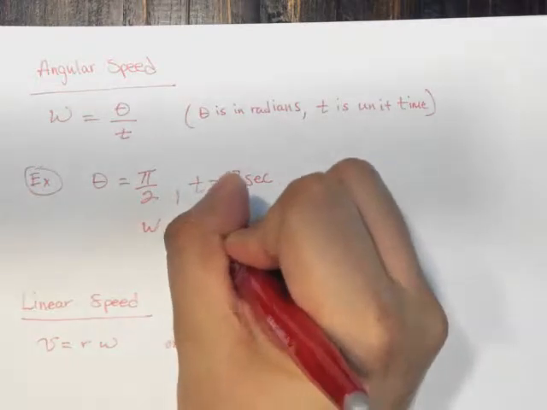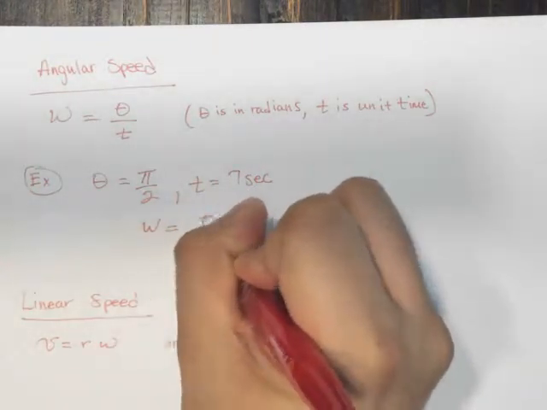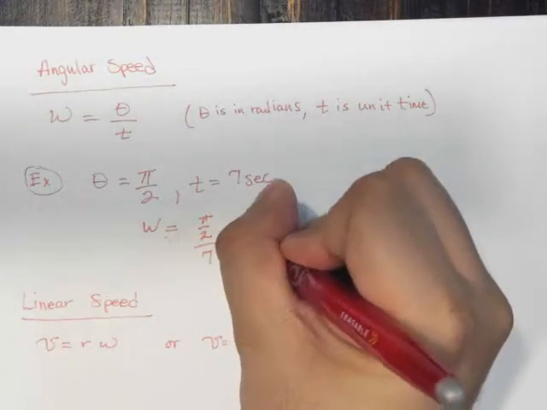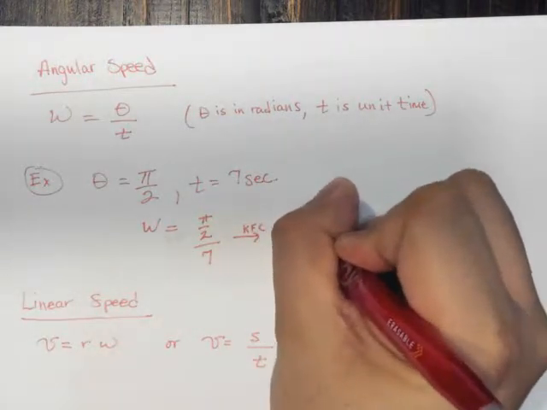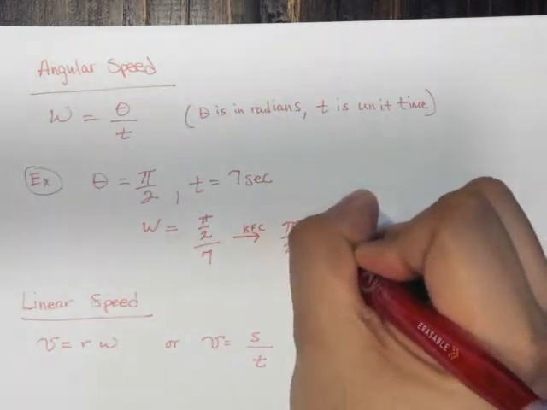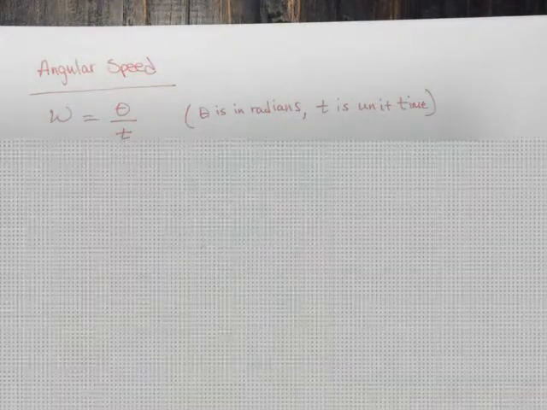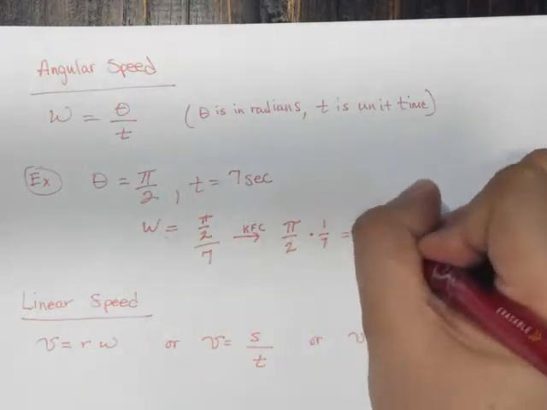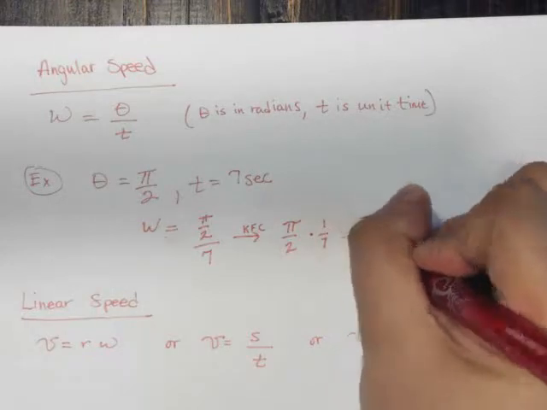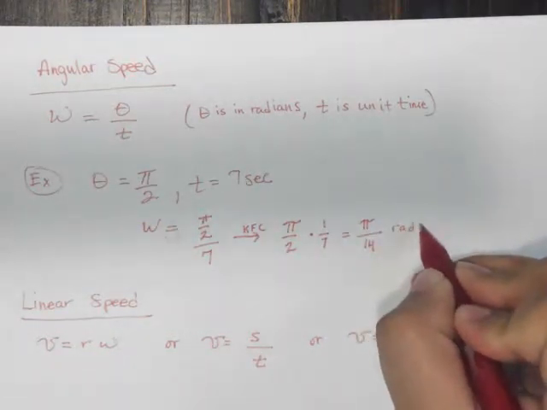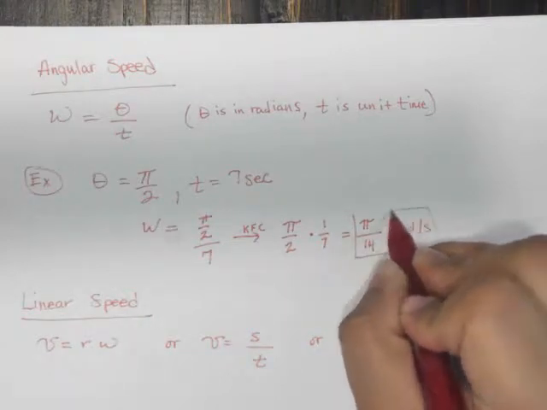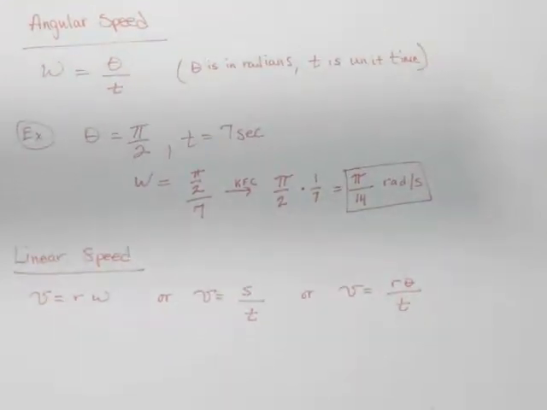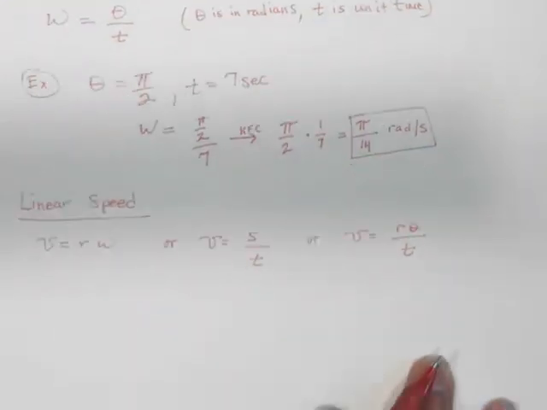We're going to take pi over 2 and divide it by 7. But remember, when dividing fractions, you've got to keep, flip, and change. So you're going to have pi over 2 times 1/7. Now, no need to pull out the calculator for this one. It's simply going to be pi, because pi times 1 is pi, divided by 2 times 7, which is 14. So it's going to be pi over 14 radians per second. So this is the angular speed. Some may even say angular velocity. Now let's take a look at the linear speed.